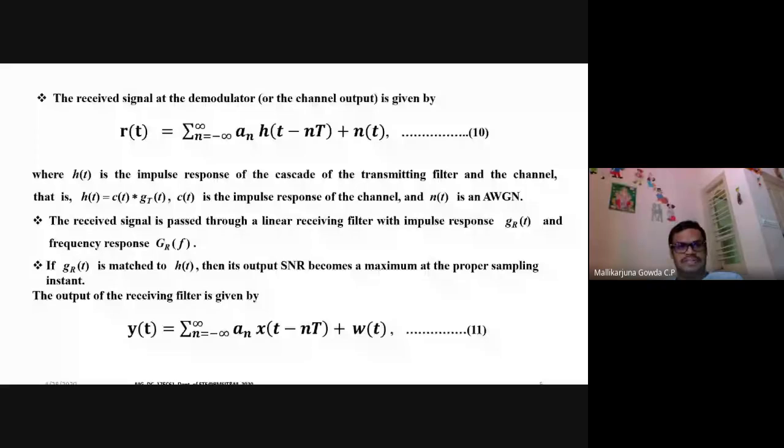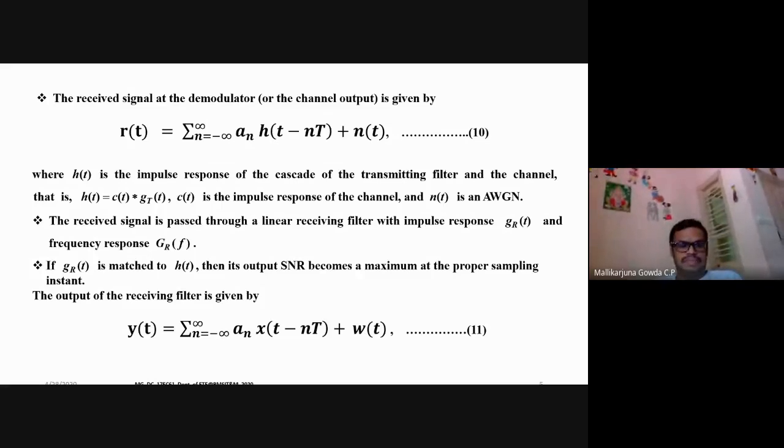This received signal is passed through the linear receiving filter with an impulse response of gR of t, and in the frequency domain we write that as GR of f. So gR of t, the impulse response of the receiving filter, is matched to the impulse response of the cascade connection of the transmitting filter and the channel, that is h of t. Then only it is possible to achieve the maximum output SNR at the proper sampling instant.